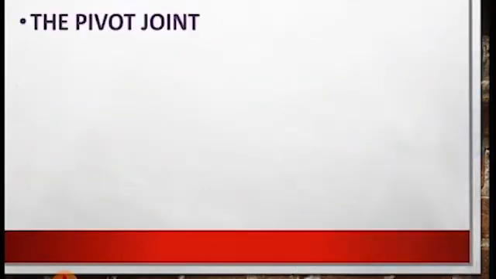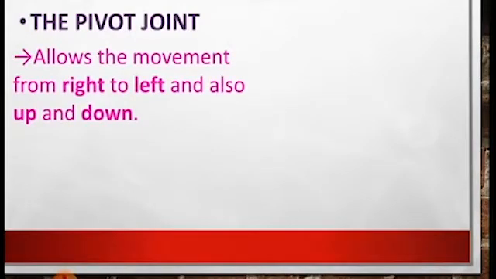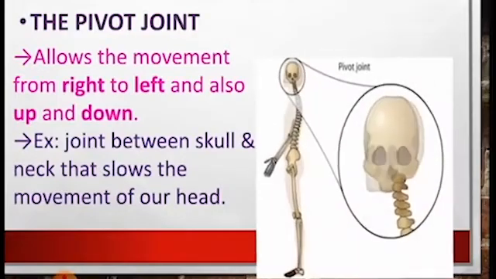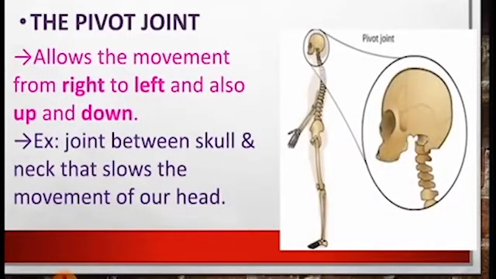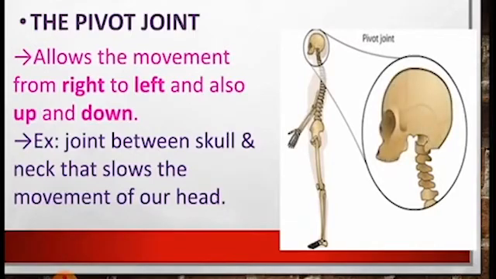Next, the pivot joint. In this kind of joint, a rod-like bone fits into a ring formed by another bone. The pivot joint is present between the skull and the first 2 vertebrae. It allows us to move our head from one side to the other as well as up and down.